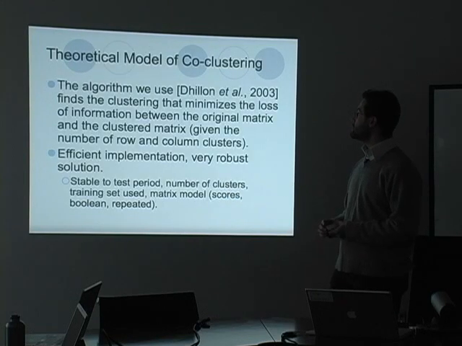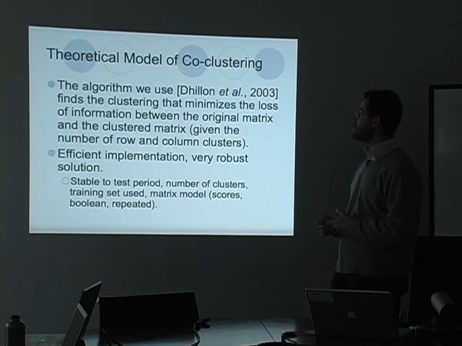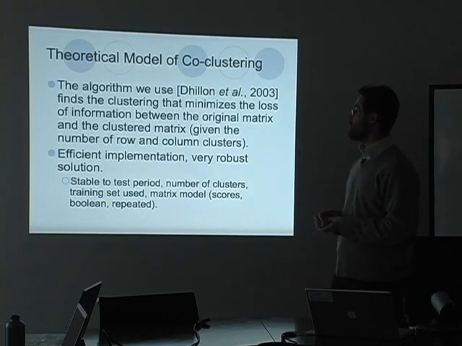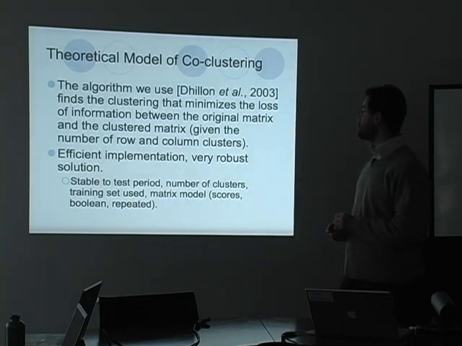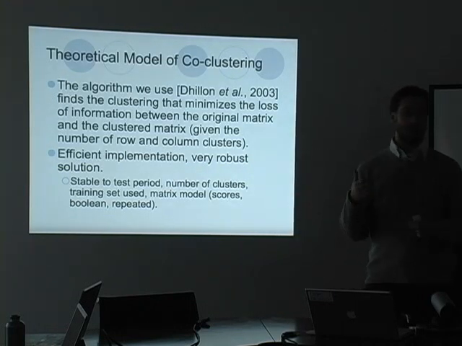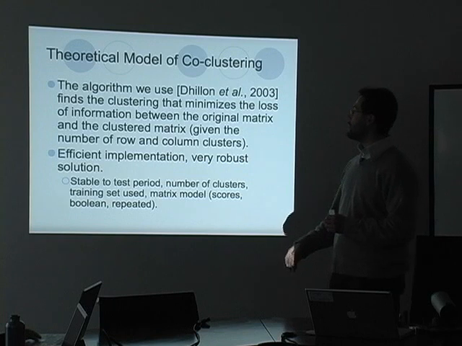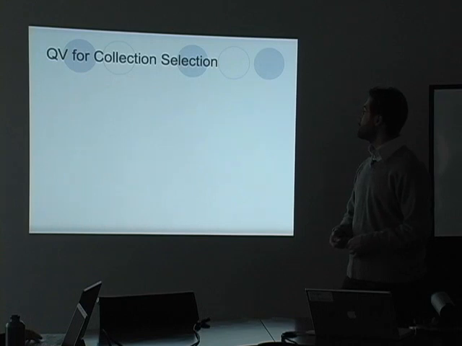The co-clustering is a very stable algorithm. As I told you, it was presented in the literature about 4 years ago, and it is able to find the clustering that minimizes the loss of information between the original matrix and the cluster matrix. So it has a very strong theoretical basis. The implementation can scale up because it lends itself to being parallelized very well. And it's very robust because you can change the test period, you can change the number of clusters, you can also change the matrix model. I won't spend time on this, but across all these changes, the results are consistent. So it's very, very reliable.